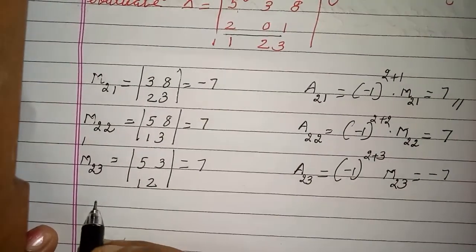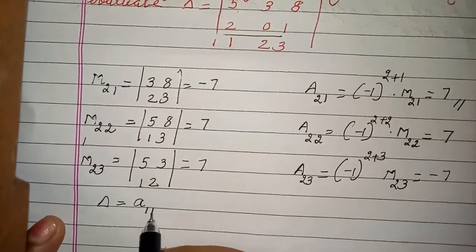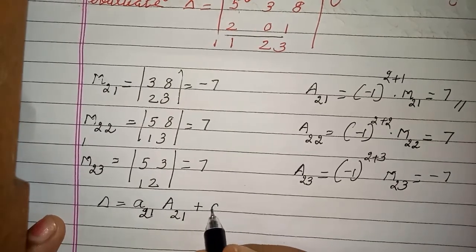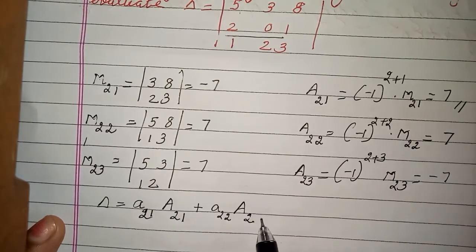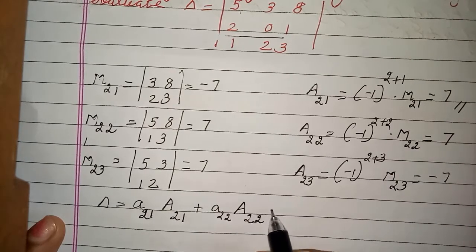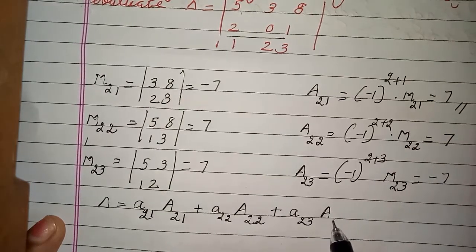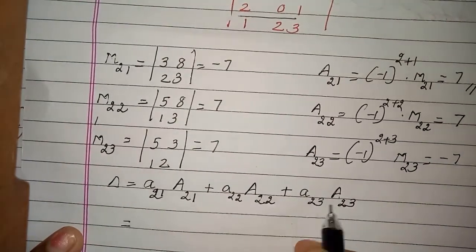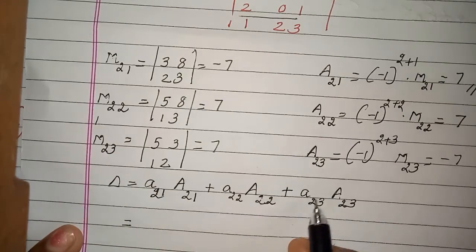Now how do you find delta, children? The determinant delta along the second row is nothing but a21 into the cofactor of that element, plus a22 into the cofactor of that element, plus a23 into the cofactor of that element. Okay, this element its cofactor, this element its cofactor, this element its cofactor.